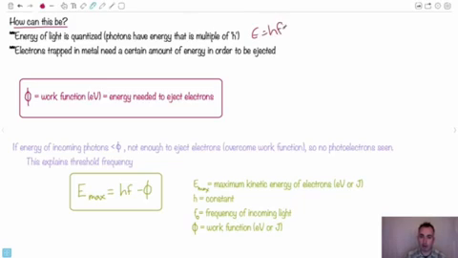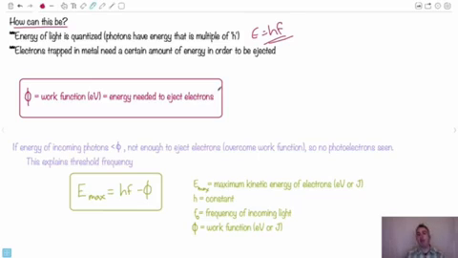That's why we have that equation, E equals hf. Now we have electrons. This is his idea, that the electrons must be trapped in the metal, and they're being bound in the metal by some sort of energy. We call that energy the work function, and that's usually measured in electron volts. It could be in joules. But basically it's the energy needed to eject the electrons.